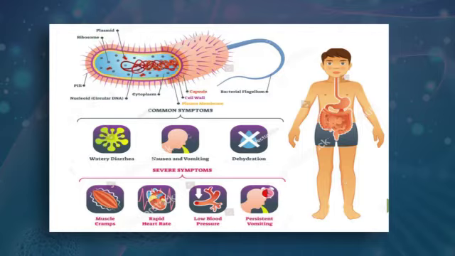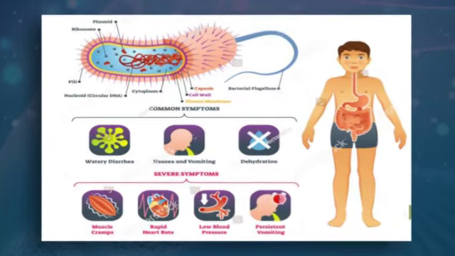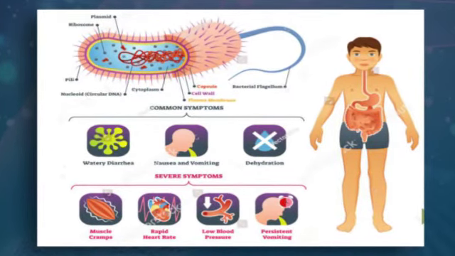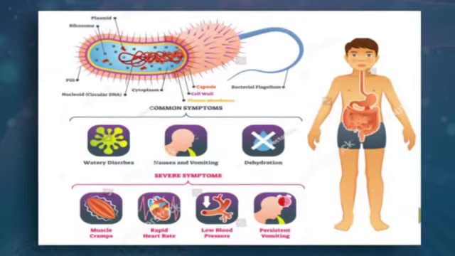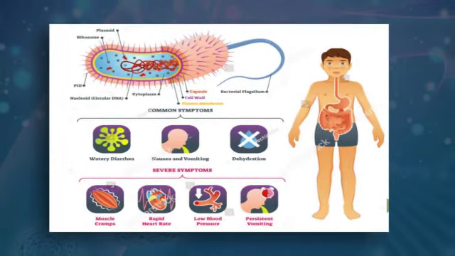We are not much interested in the structure of this bacteria because this is a single-celled organism, and like all single-celled organisms, there is a cell wall and cytoplasm available. There may be a nucleoid and a plasma membrane available. So this is a little bit similar in all cases. Symptoms: watery diarrhea, nausea and vomiting, dehydration, severe thirst, muscle cramps, rapid heart rate, low blood pressure, and persistent vomiting.